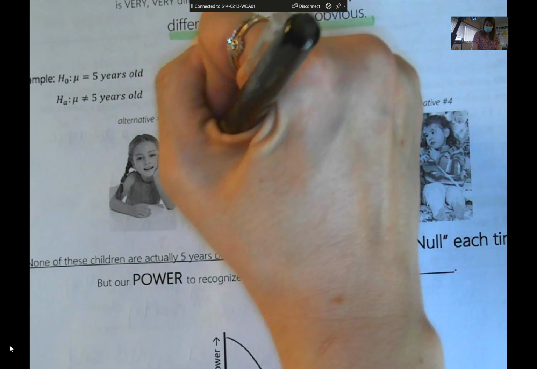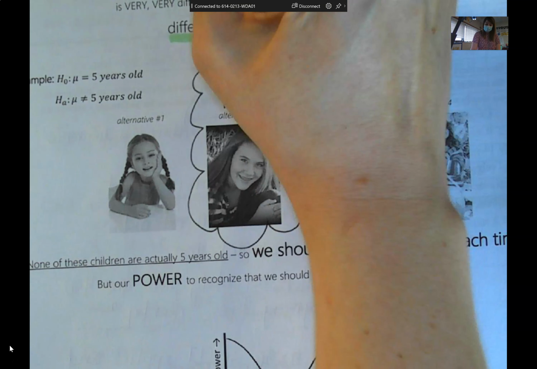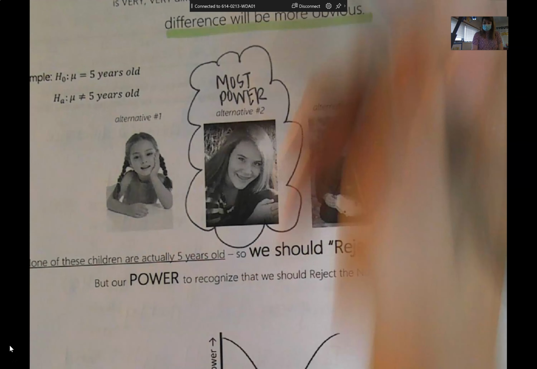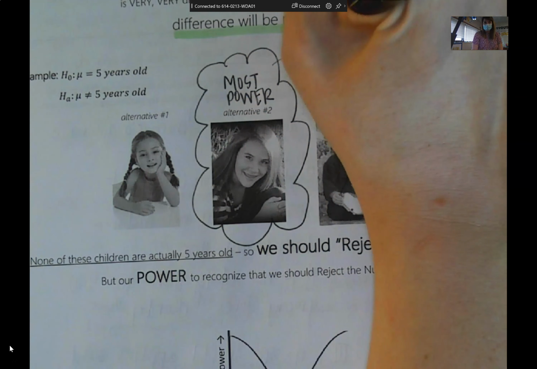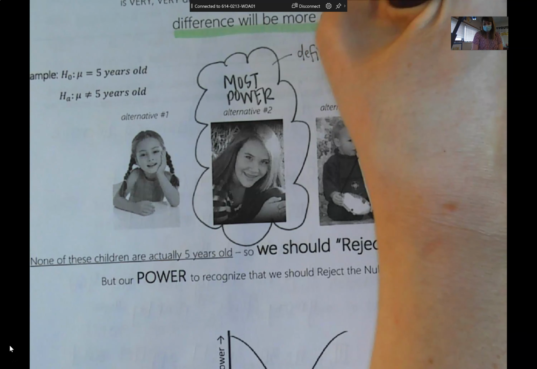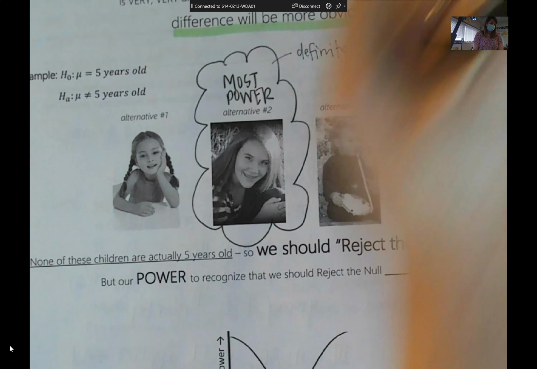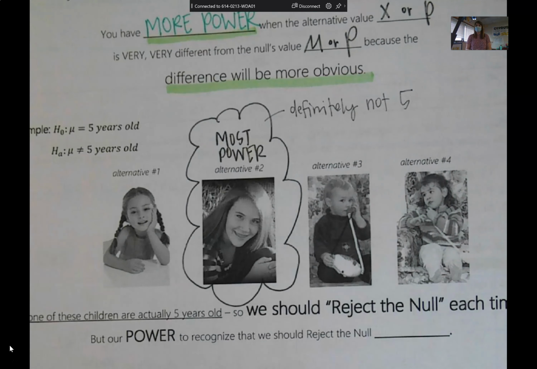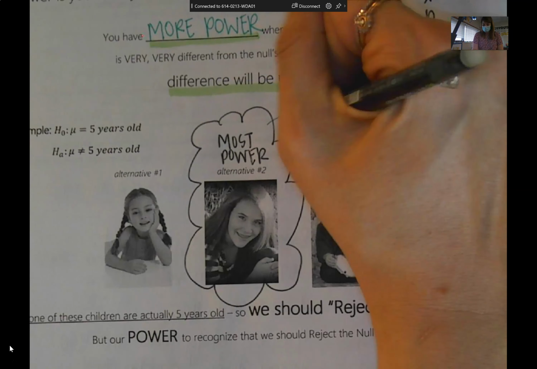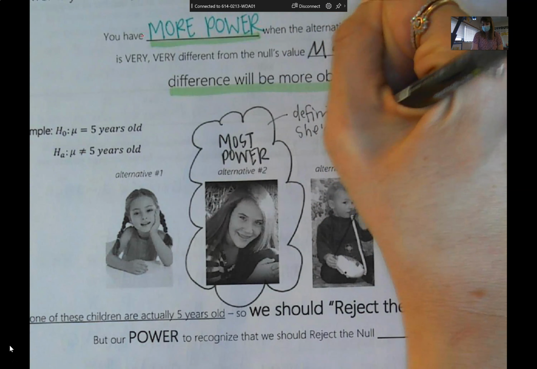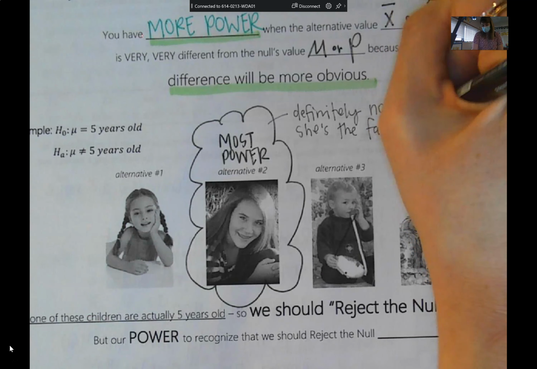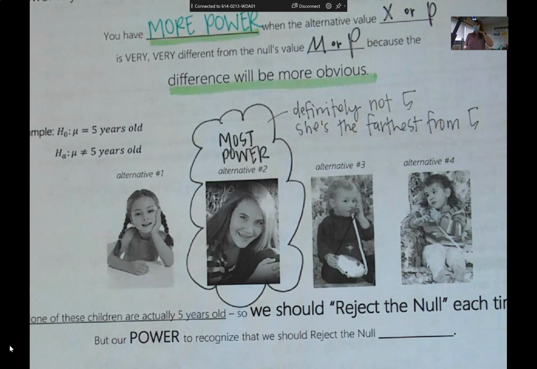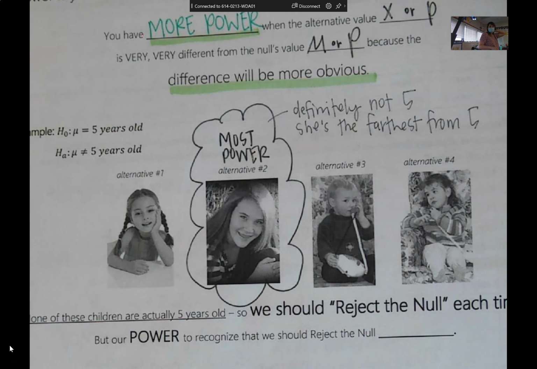With this one, it's the most obvious that she is not 5. So she has the most power because she is definitely not 5. This age is the farthest from 5.